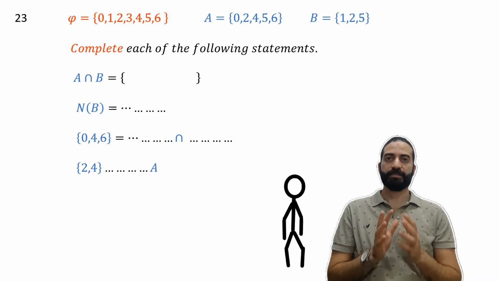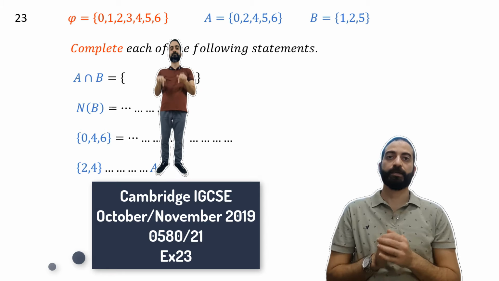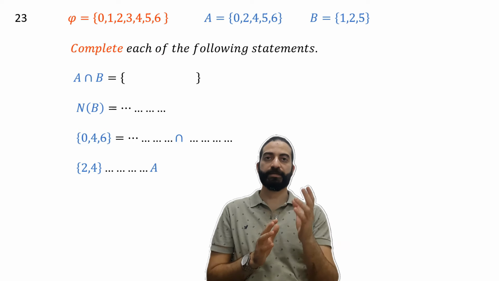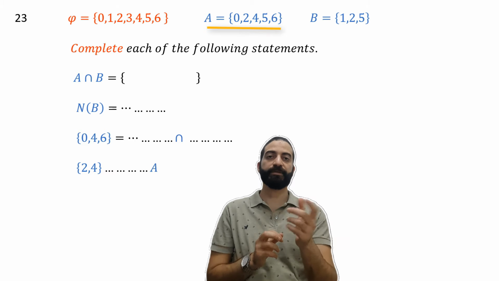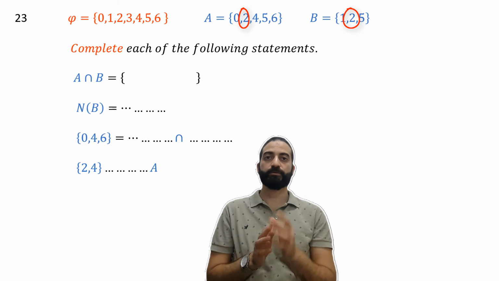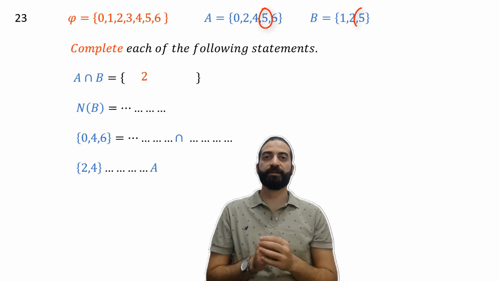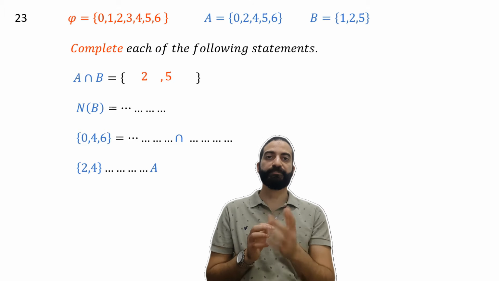Hello everyone. We'll start by solving question 23 of the Cambridge IGCSE 2019 exam. Complete each of the following statements. A intersection B, that is, we must take what is in the intersection between A and B. Here we have 2 and here we have 2, so we must put 2. And here we have 5 and also here we have 5, so we must write 5. In this way, we get the answer for A intersection B.